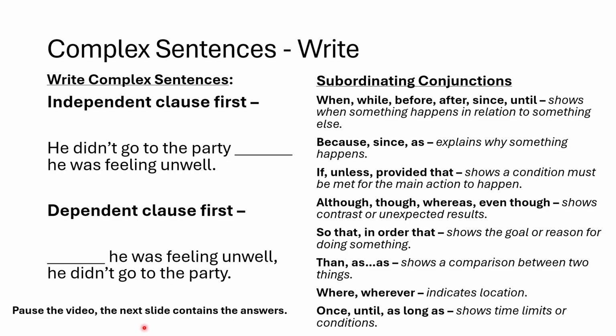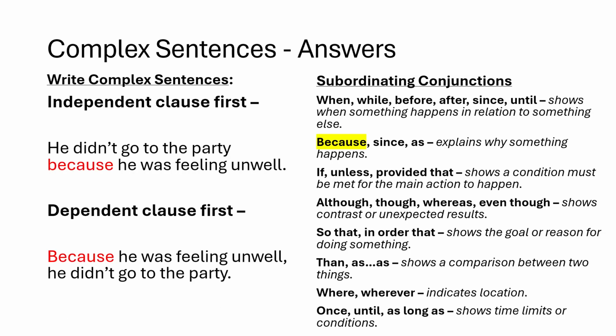Pause the video. The next slide contains the answers. Check your answers. Independent clause first. He didn't go to the party because he was feeling unwell. Dependent clause first. Because he was feeling unwell, he didn't go to the party.